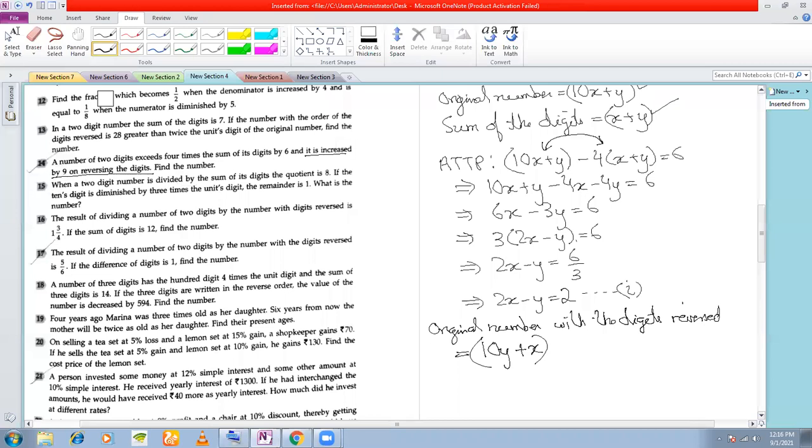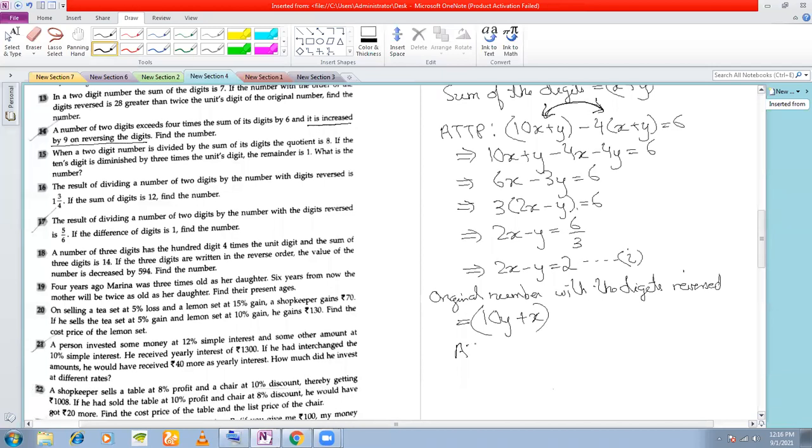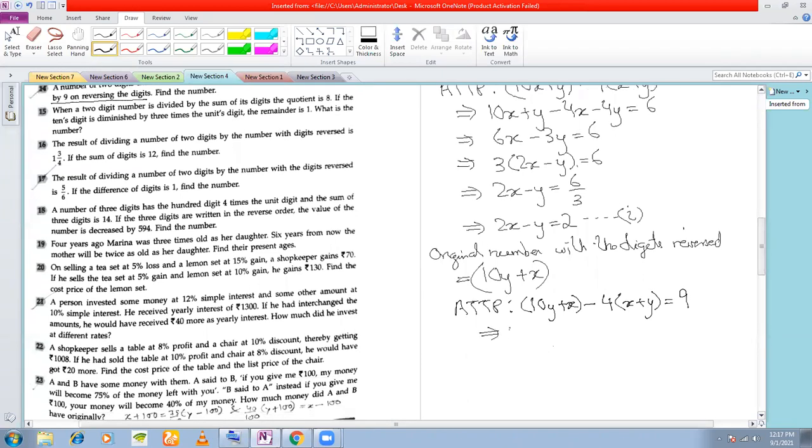Now see what happens. Read this question once again. On reversing the digits, the number is increased by 9. That means this difference, the same difference that we are taking, the number minus 4 times the sum of the digits, is increased by 9. So according to this problem, now when I am reversing the order of the digits and taking the difference with 4 times the sum of the digits, this is getting increased by 9. Is this clear? Yes, sir.